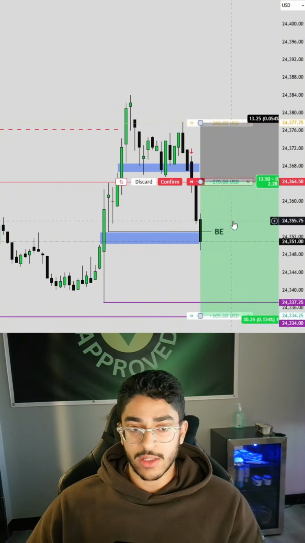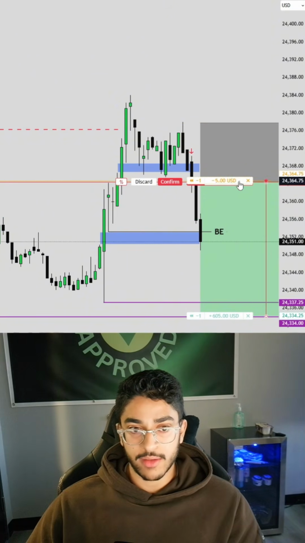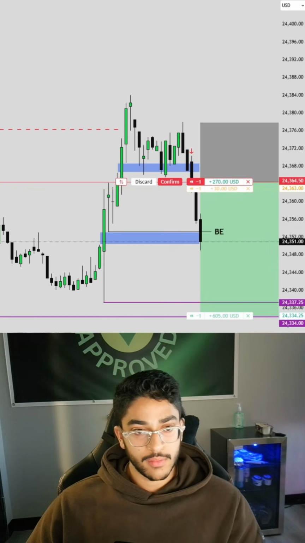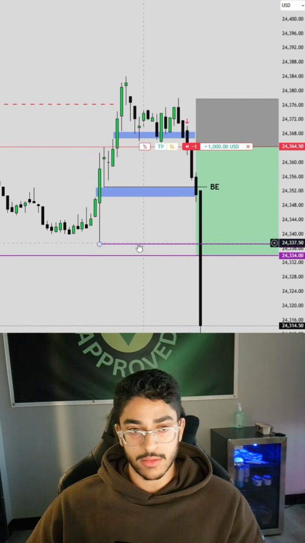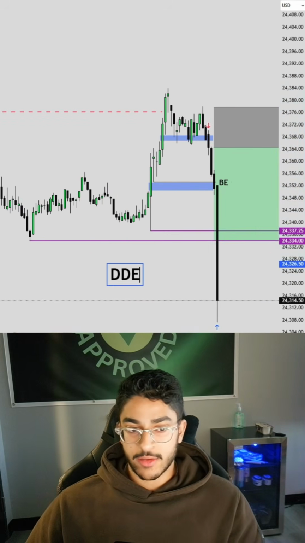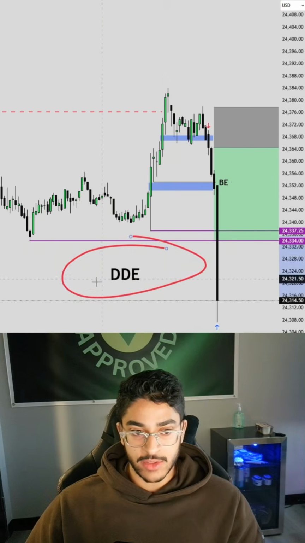We've tapped that FVG and we haven't closed below it yet, so I'm going to put my stop at break even. And not long after, price takes out all of those lows. This is a complete setup. Next time you're considering taking an IFVG, check to see if we have those other factors first.